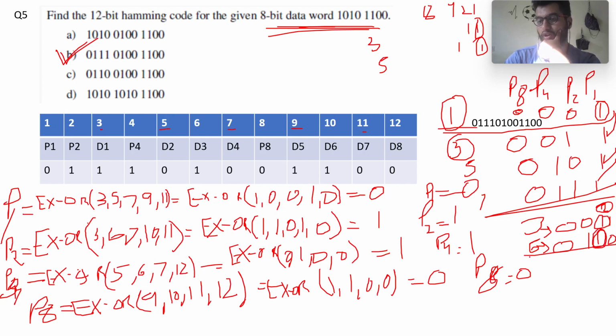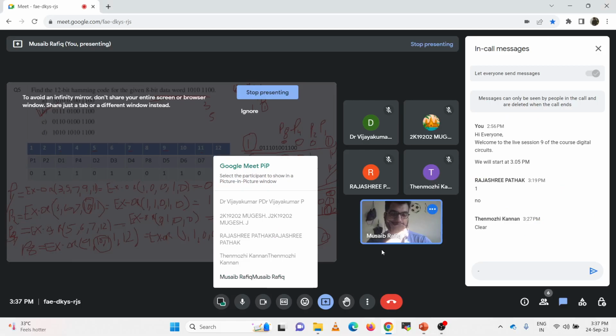Then for P8, let's take a look at decimal 10. 10 can be written as 8 plus 2, so 1010. So you have 8 also, and you have 2 also. That's why P8 will have 10 and P2 will also have 10. Did you get the idea of what I'm saying?